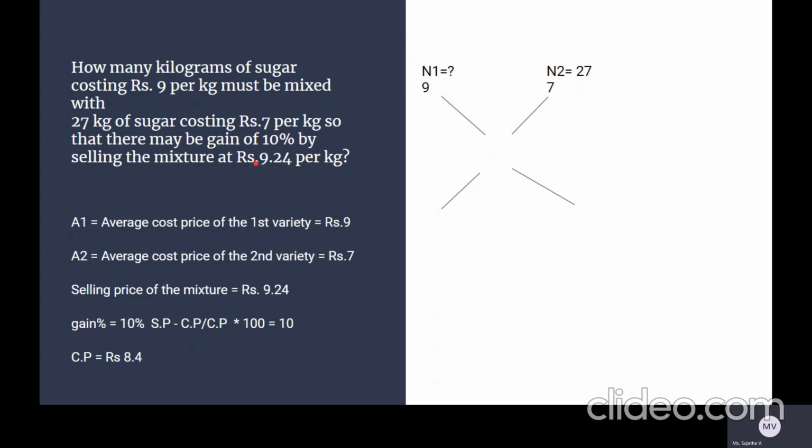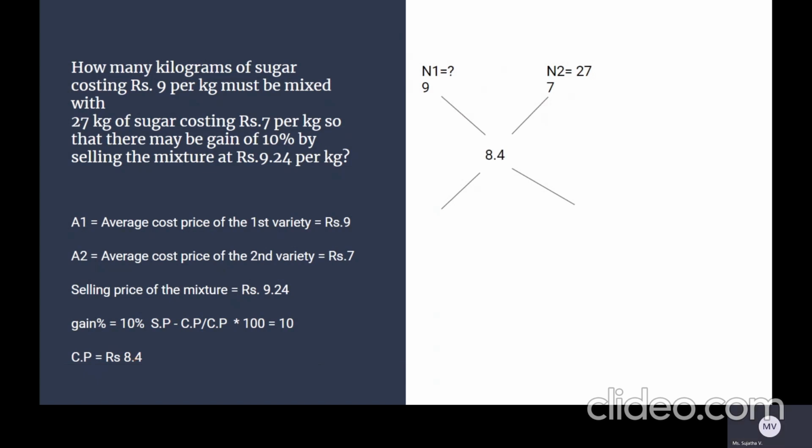So what is our next step? We have to find the cost price. So we have some data given here, that is 10%, that is the profit percent, and this is the selling price. So you have to recollect the formula for profit percent. What is the profit percent formula? Selling price minus cost price by cost price into 100 is equal to 10. Okay, so the selling price is given, which is 9.24. If you substitute it here, your profit percent is also given. So the only unknown thing here is the cost price. So we need the cost price. Find it out. You get it as 8.4. Right? So we have 8.4 here.